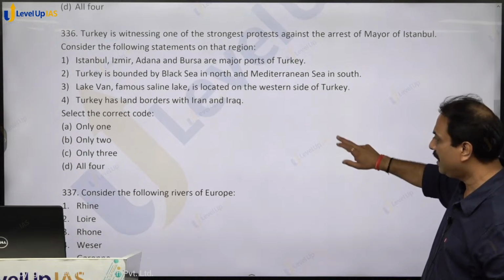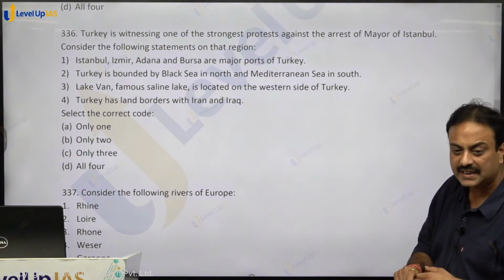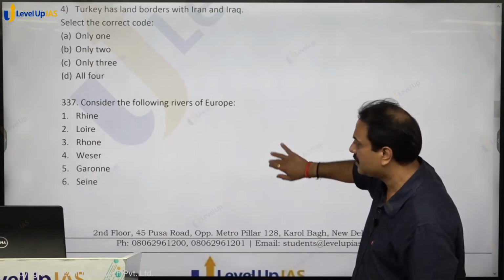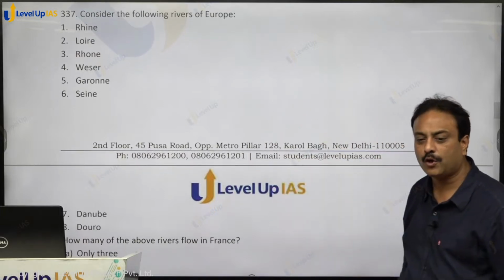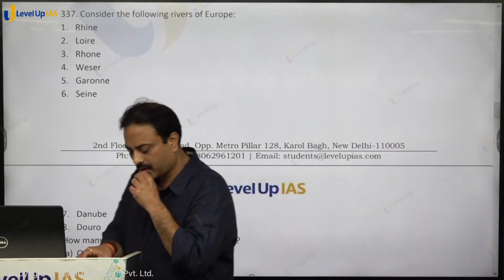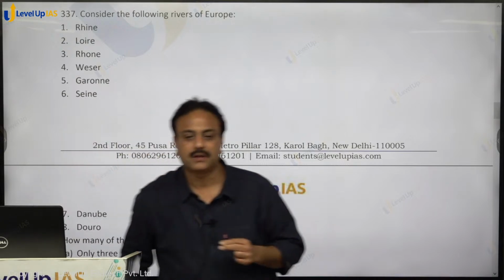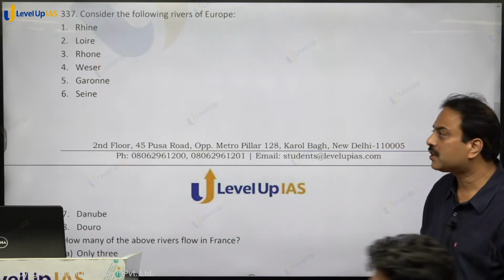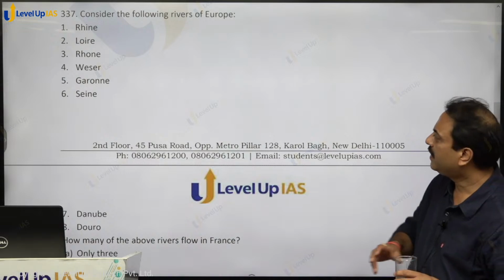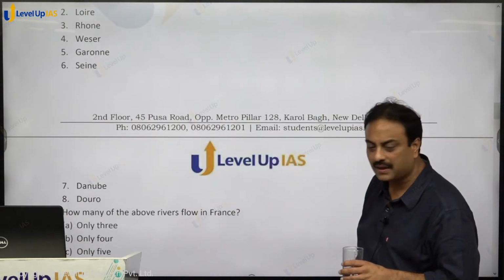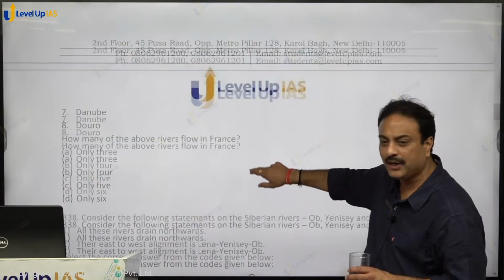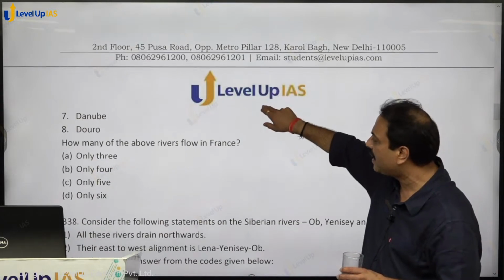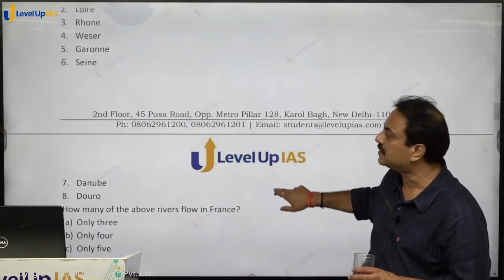So here statement 3 is not correct because it is on the eastern side. 1, 2 and 4 are correct. So only option C, C for cat, shall be the right answer. Consider the following rivers of Europe. River Rhine, River Loire, River Rhone, River Weser, River Garonne, River Seine, River Danube, River Douro. The question is asking how many of the above rivers flow in France?